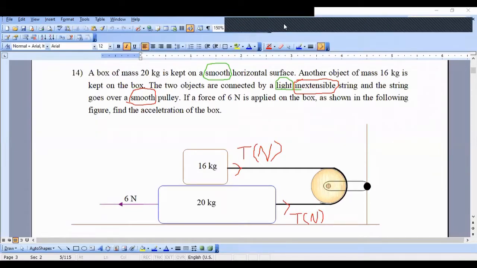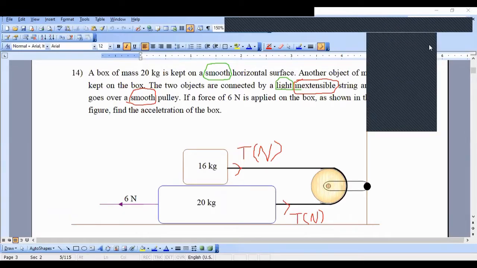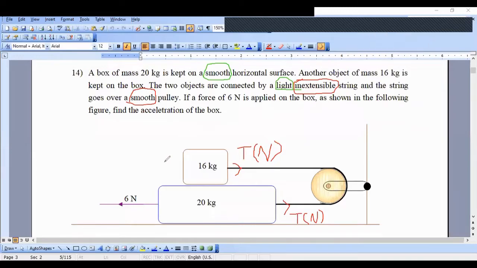I would like you to take a screenshot. And the other thing, please draw this figure with this T Newton and T Newton. Please take a screenshot also. And I have a question to ask.